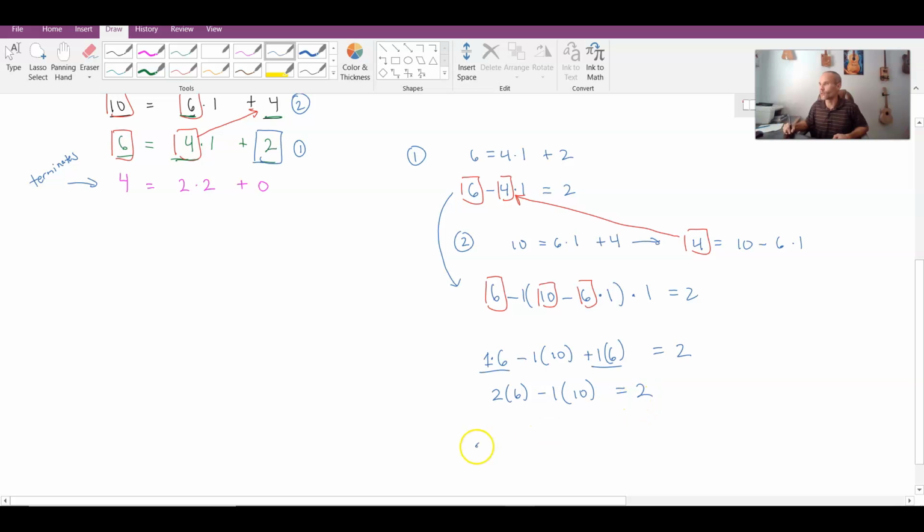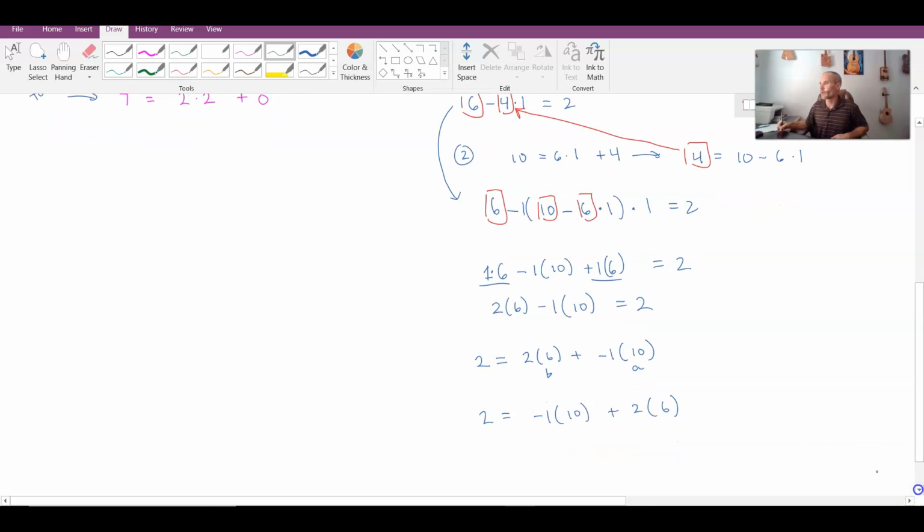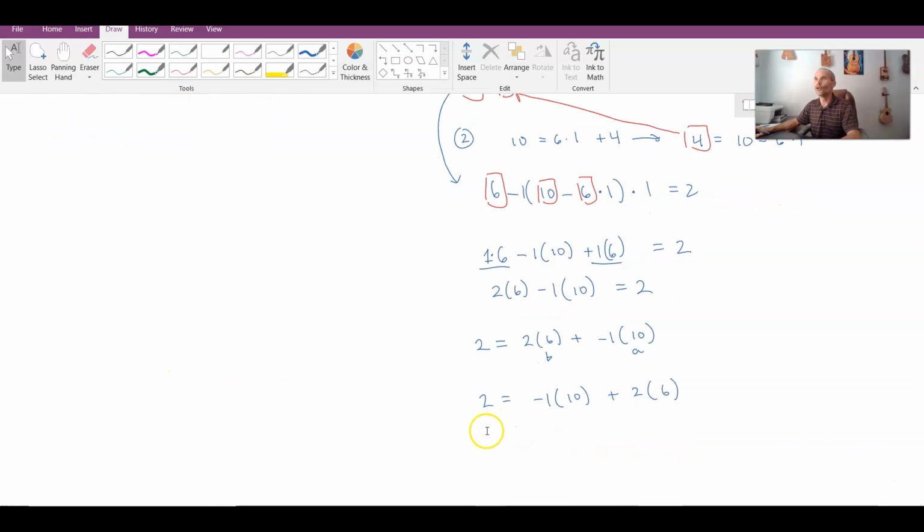2 is the GCD, so I'll write this as 2 equals 2 times 6 plus negative 1 times 10. This was my value of A, and this was my value of B. So if I want to keep it in the order of A and then B, I could say I have negative 1 copy of 10, plus 2 more copies of 6, and now I've satisfied the theorem. 2 is my GCD between 10 and 6.